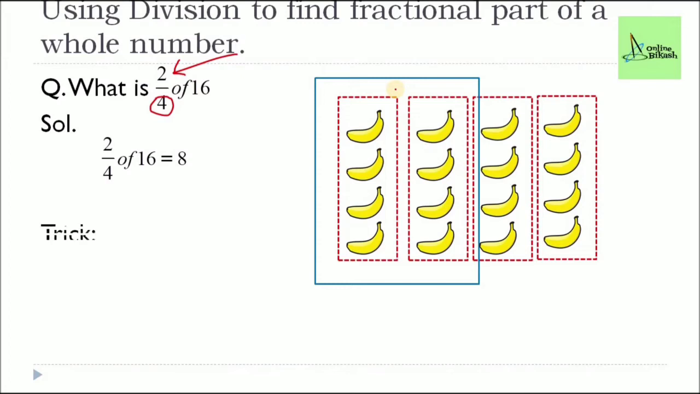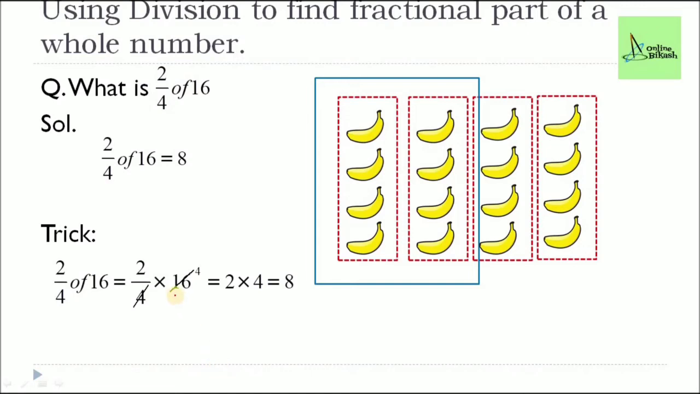Now can we do it using a trick? Yes, of course you can do it. 2 by 4 of 16. First you have to write this one. Then after that you have to put this equal sign. Then 2 by 4 you write, and this "of" will change to a multiplication sign. Is it clear?